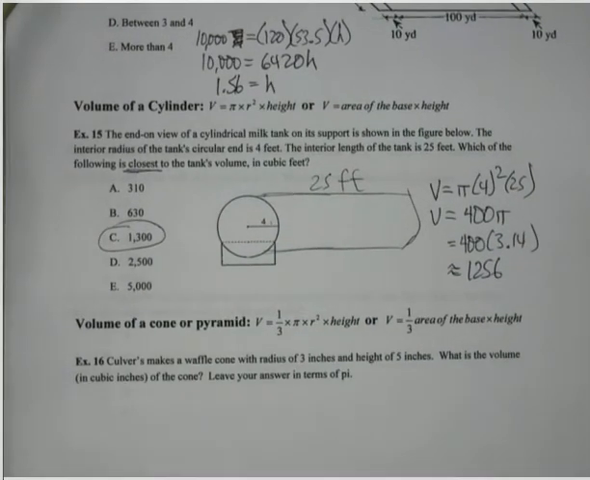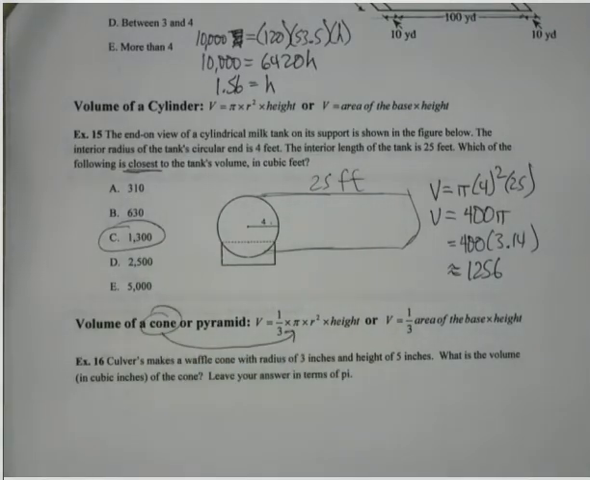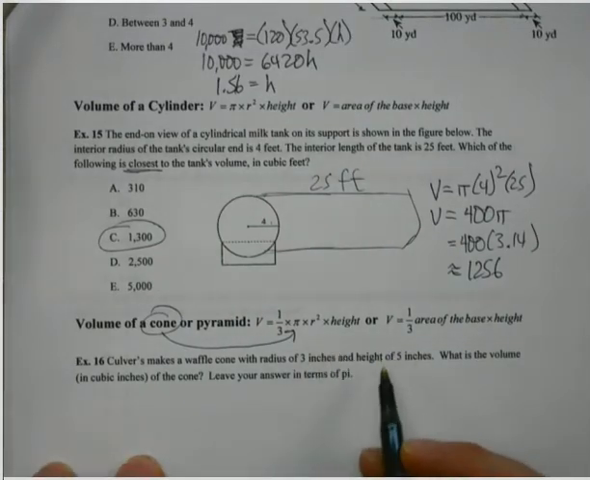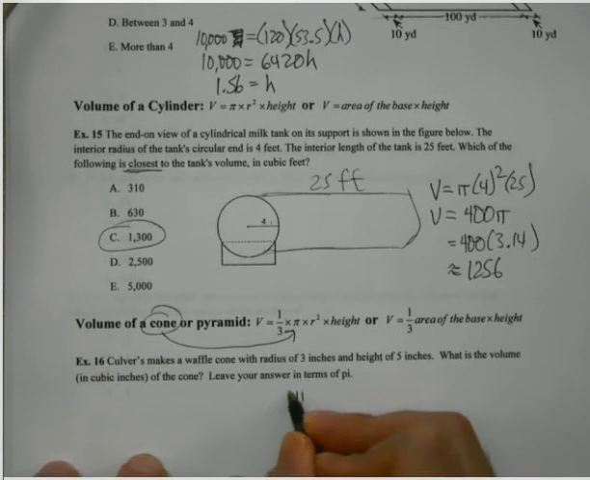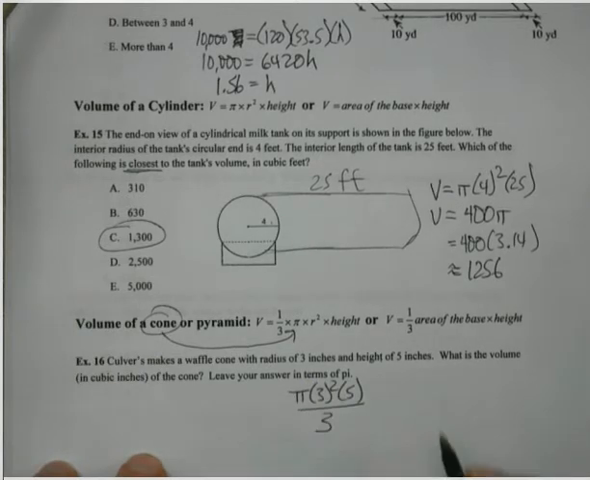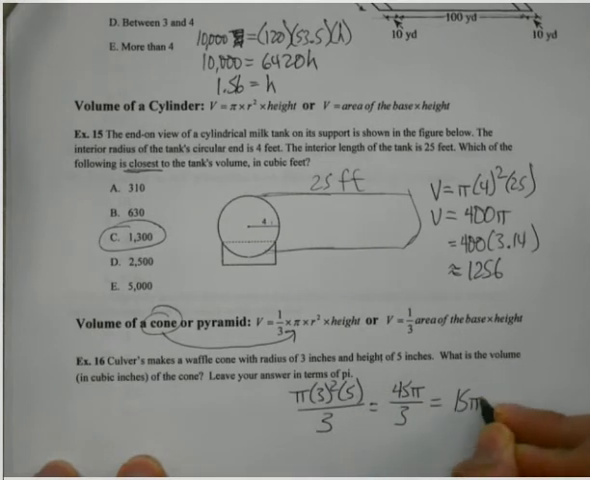Okay, cones or pyramid. If it's a cone, you're going to use the pi r squared because it's a circular base. If it's something else like a square, a triangle, something like that, you'll use a third area of the base. So here we have a waffle cone. Radius of 3, height of 5. What's the volume? Okay, that's not hard. Pi r squared h, and I'm just going to divide by 3 instead of doing times 1/3. 3 squared is 9, times 5 is 45, divided by 3 is 15 pi inches.